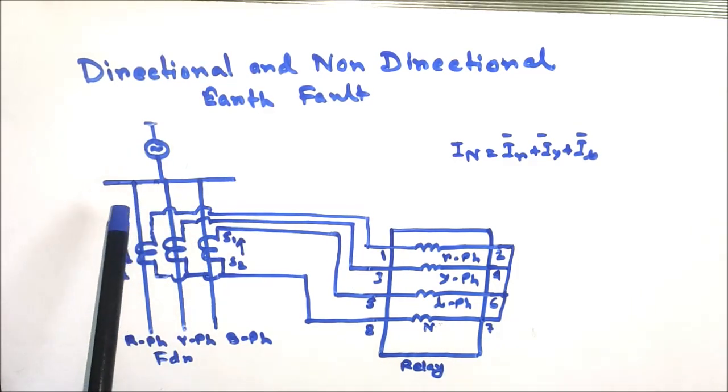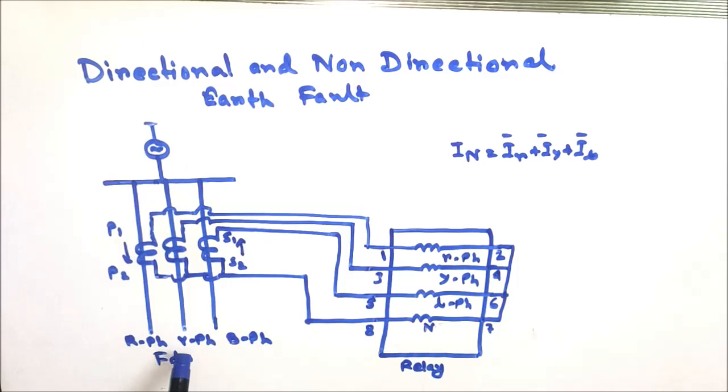A substation is connected with a source. Now, power is flowing from this substation to this feeder. This is the red phase, yellow phase and blue phase of the feeder, and from the CT secondary, that is the CT secondary red, yellow, blue, the current input is taken to the relay.